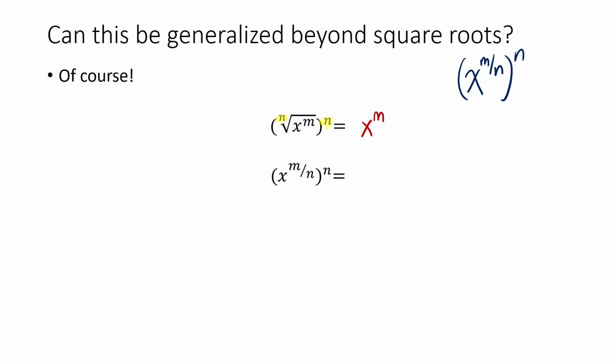And we know that we multiply exponents. So this is x to the m over n times n. Well, if I divide by n and multiply by n, those are going to cancel each other out, leaving me with x to the mth power. Therefore, these two expressions must be the same.